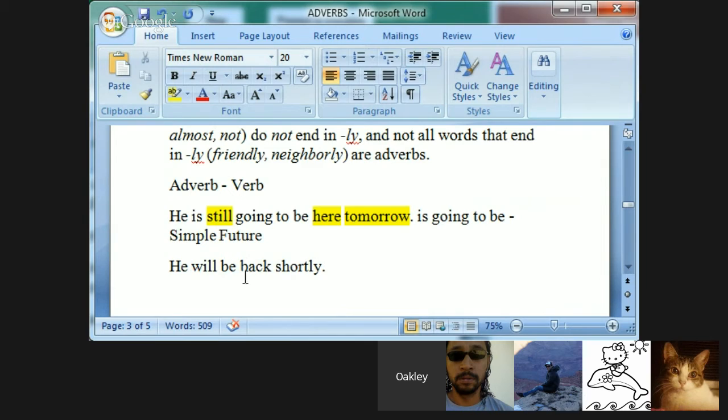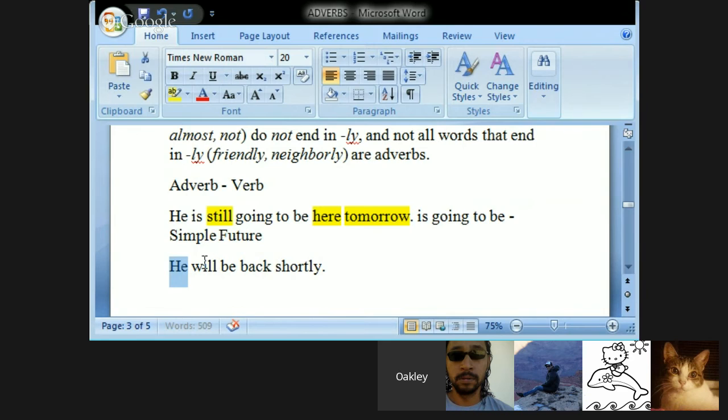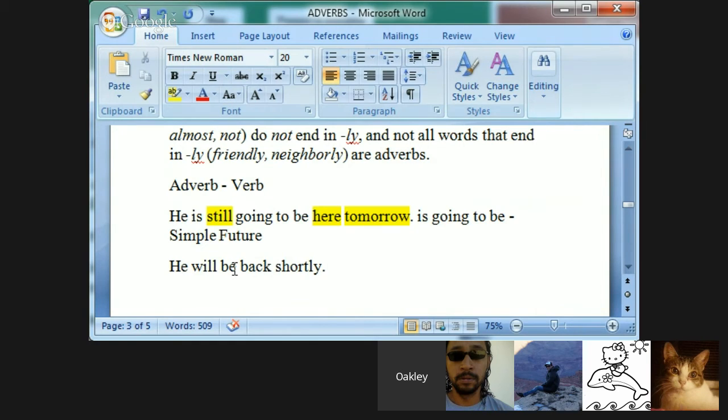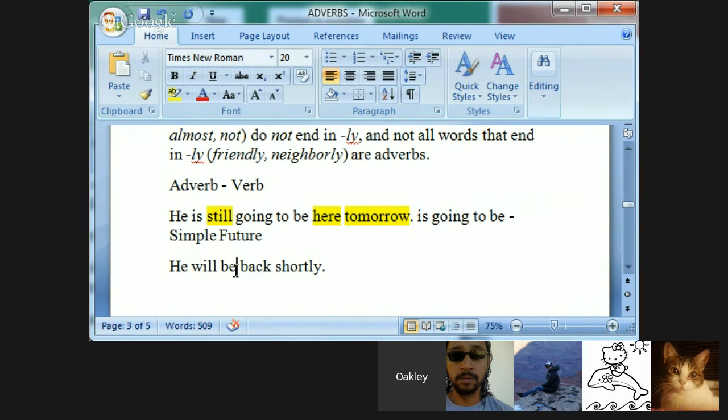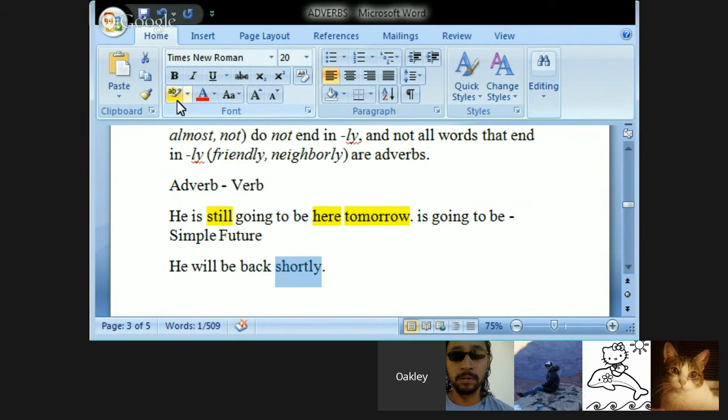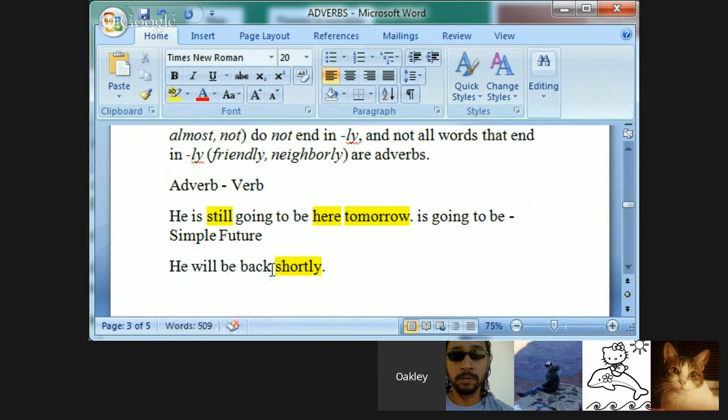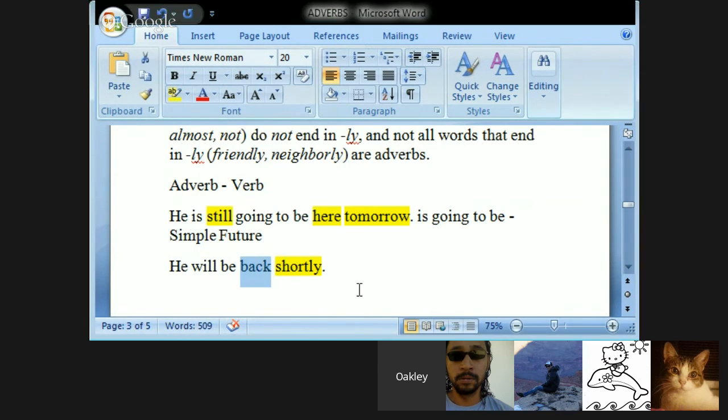Okay. "He will be back shortly." A very simple sentence. Very simple subject noun. "Will be back." What's your verb? "Be." Yeah, and actually "will be." Sure. That's simple future tense again. What's your adverb? "Shortly." Okay. What's "back"? "Back is, I don't know. Be back."